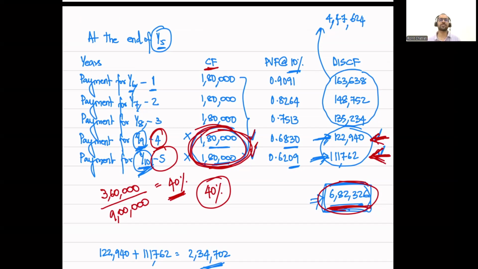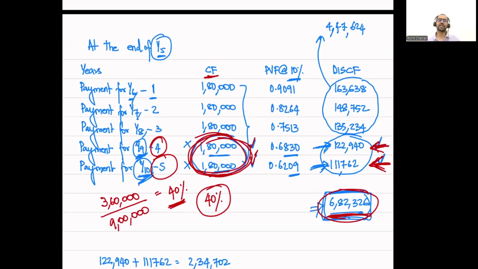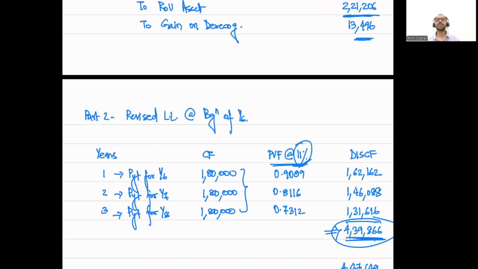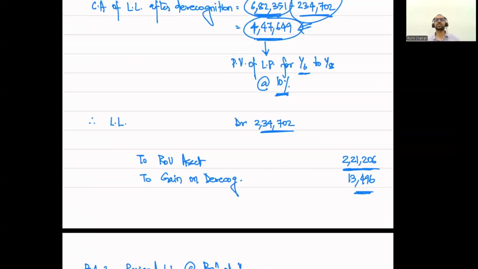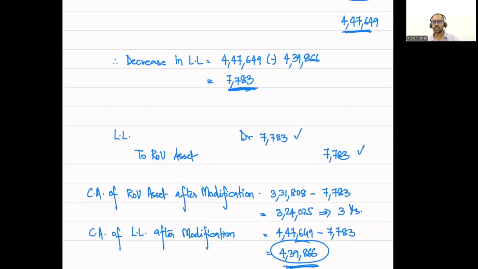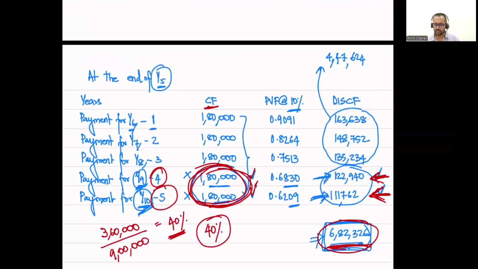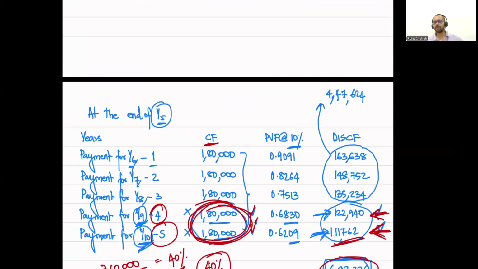Even if you have not understood, don't worry. All you need to remember is in case of decrease in scope of lease, you can directly multiply the percentage decrease in the scope of lease to calculate the derecognition of lease liability. Whereas in this case, you cannot directly do that. What you need to do is calculate the present value of the lease payments that you no longer have to make. 1,80,000 you no longer have to make for years 9 and 10. Therefore, you can derecognize 122 plus 111 from your carrying amount.